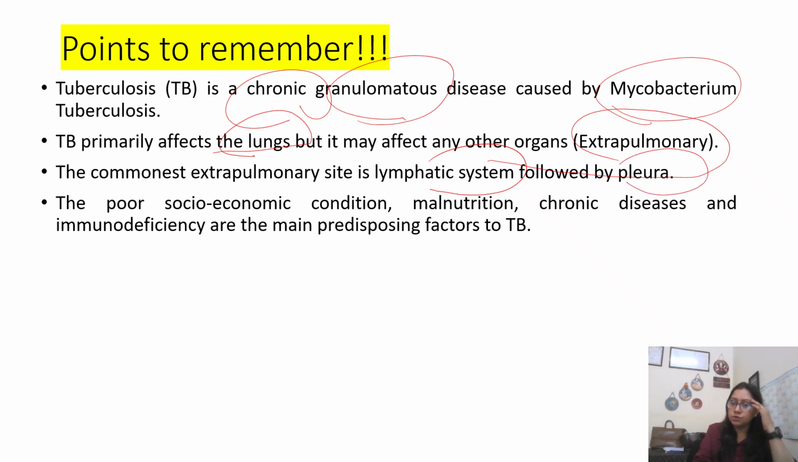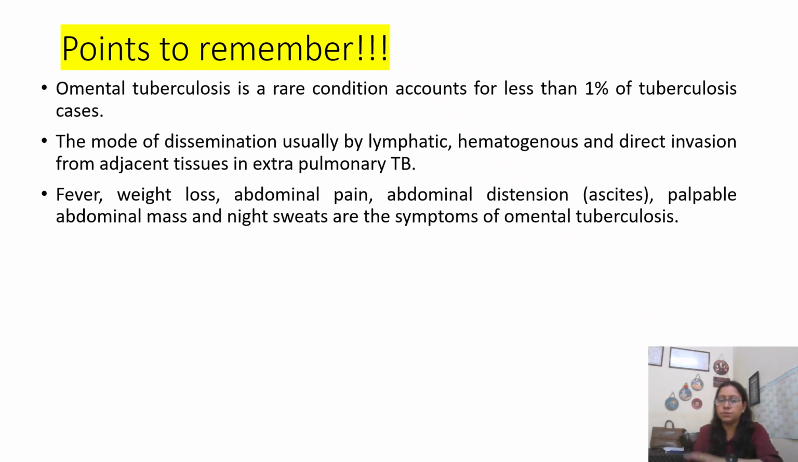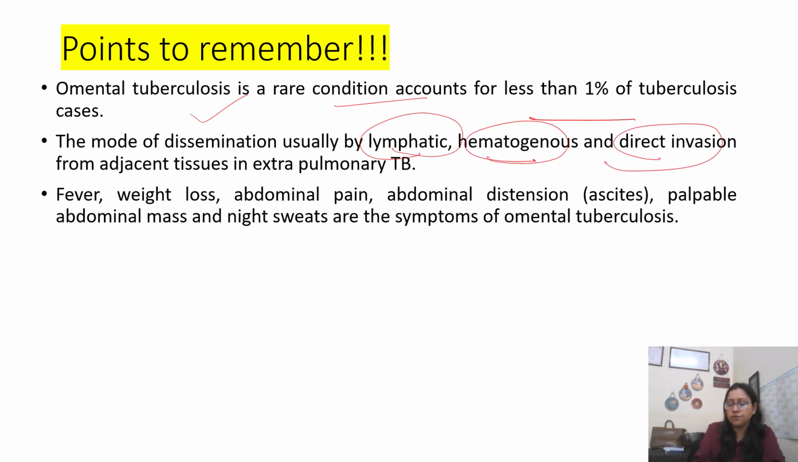Another extrapulmonary site is the pleura. What are the conditions? The main predisposing factors are socioeconomic condition, malnutrition, chronic disease, or any kind of immunodeficiency. Omental tuberculosis is a rare condition, accounting for less than 1% of tuberculosis cases, and the mode of dissemination is usually lymphatic or hematogenous, and direct invasion from adjacent tissue can also occur in extrapulmonary TB.